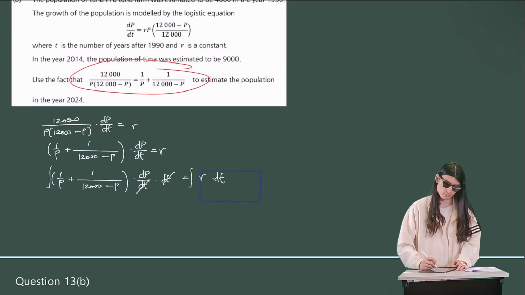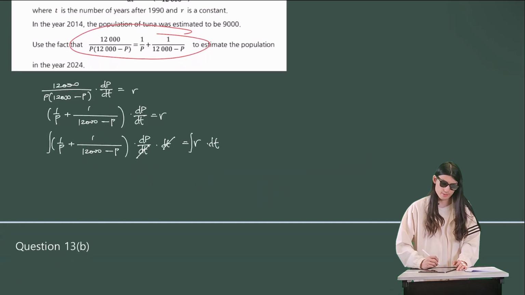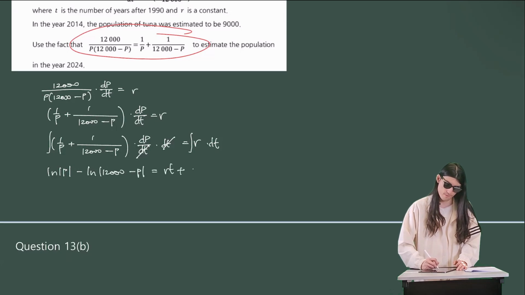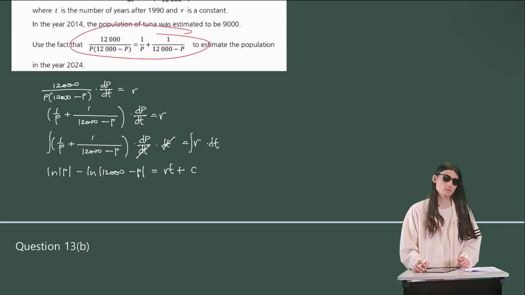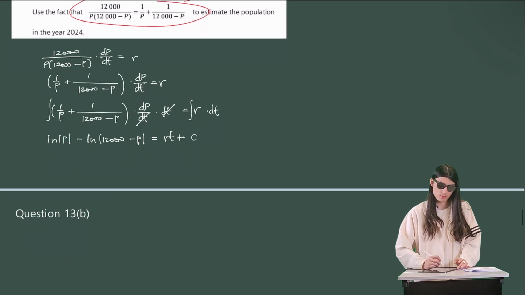Like this. So you end up with an integral in terms of p on the left hand side, integral in terms of t on the right hand side, which if you perform the integration, you're able to find the relationship between p and t.